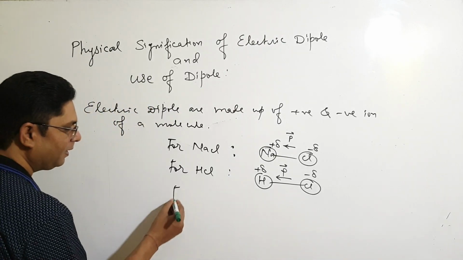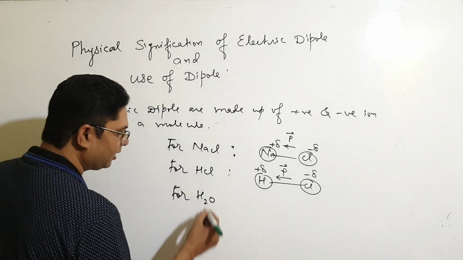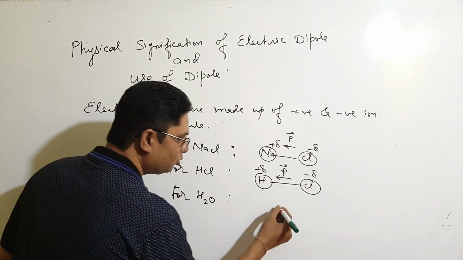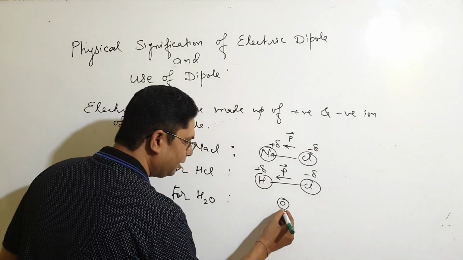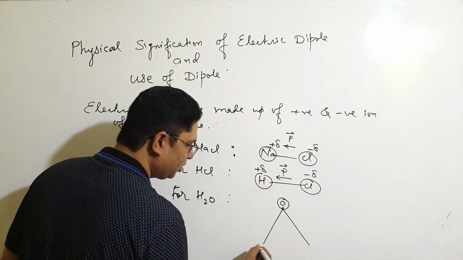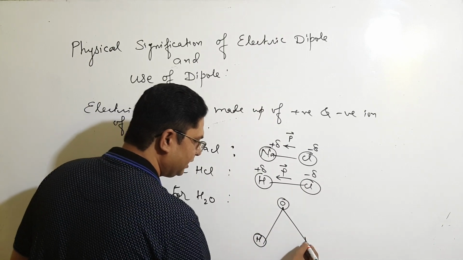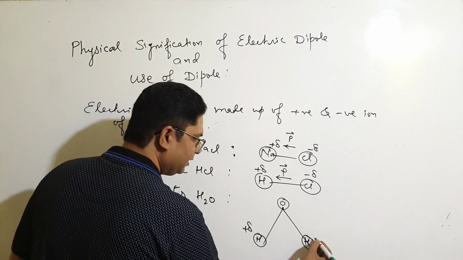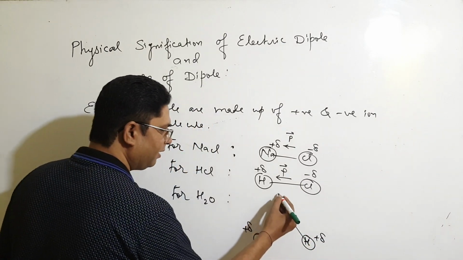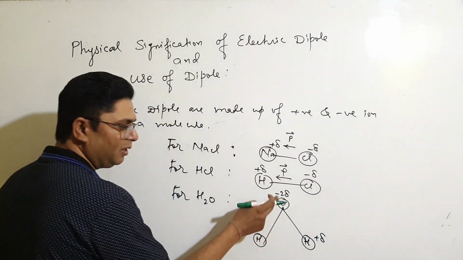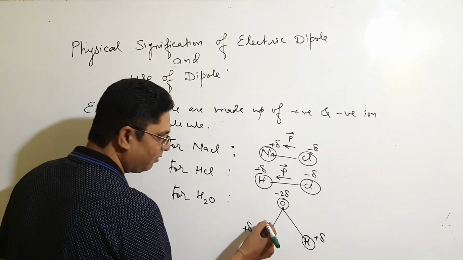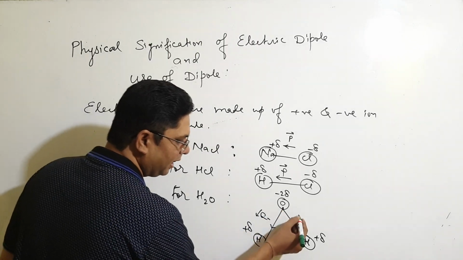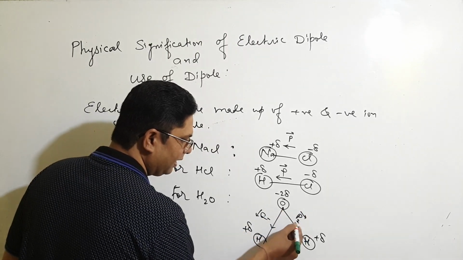For example, if you talk about H2O, water, you have 2H and 1O. So 1O is here and you have 2H, 1H on this side and 1H on this side. So H has plus delta, this is plus delta, and O has minus 2 delta. So from minus delta to this plus delta, you have a dipole moment known as P1 directed along this line, and here you have P2 directed along this line.